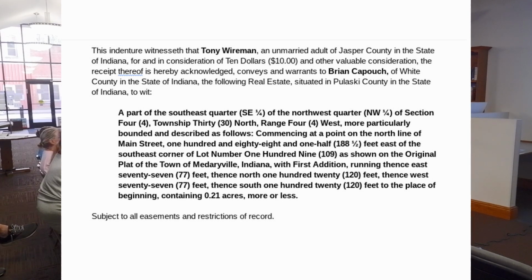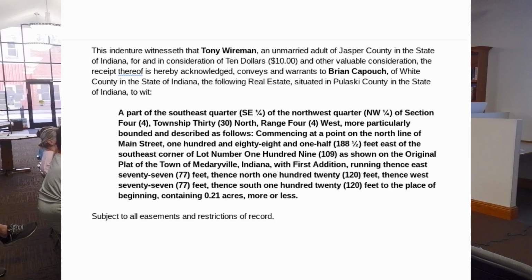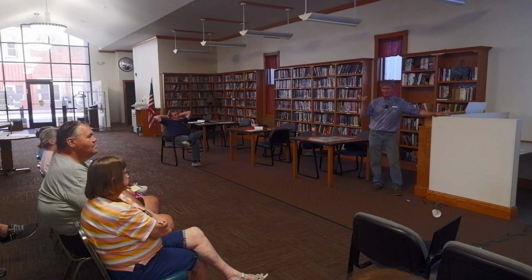So it says this. Commencing at a point on the north line of Main Street, right there's Main Street, okay? Main Street, you're going to find, is 3 rods wide. So we go to that north line of Main Street. Now what's next? 188 1/2 feet east of the southeast corner of lot number 109, as shown in the original plat of the town of Madera Ville, first edition, running thence east and so on. So it makes a box once you find that part to start with.